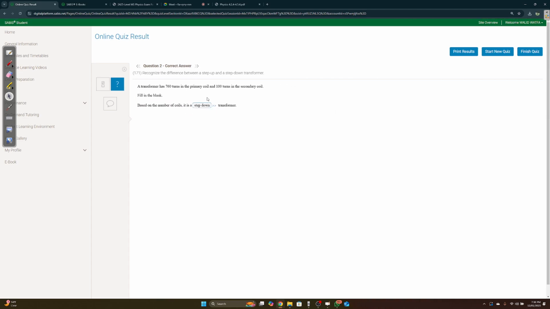Question 2. A transformer has 760 turns in the primary and 100 in the secondary. Based on the number of coils, it is a what?